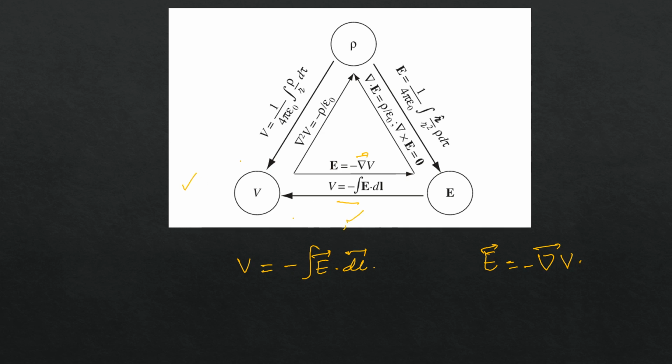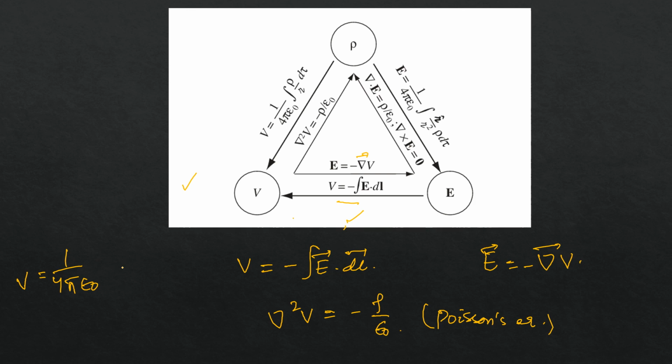Now potential and rho, that is charge density, is what? Now this is Poisson's equation. Del square V is equal to minus rho by epsilon naught. This is Poisson's equation, isn't it? Del square V is equal to minus rho by epsilon naught, and V is equal to 1 by 4 pi epsilon naught integral of rho by r dv.